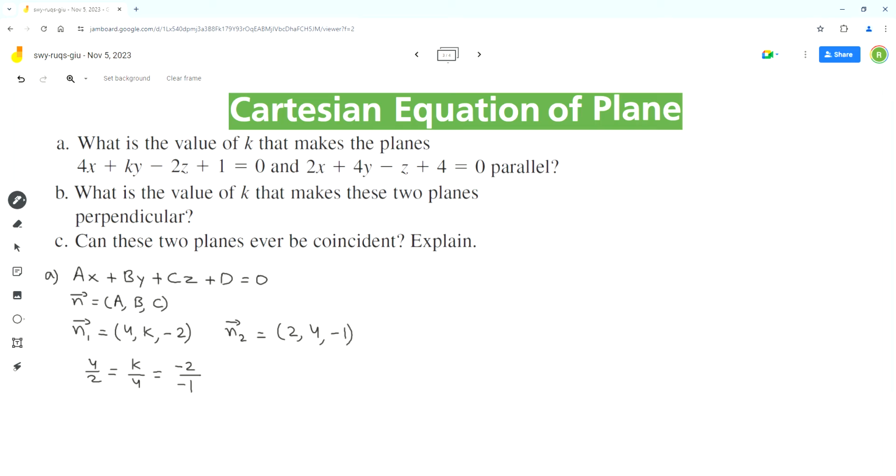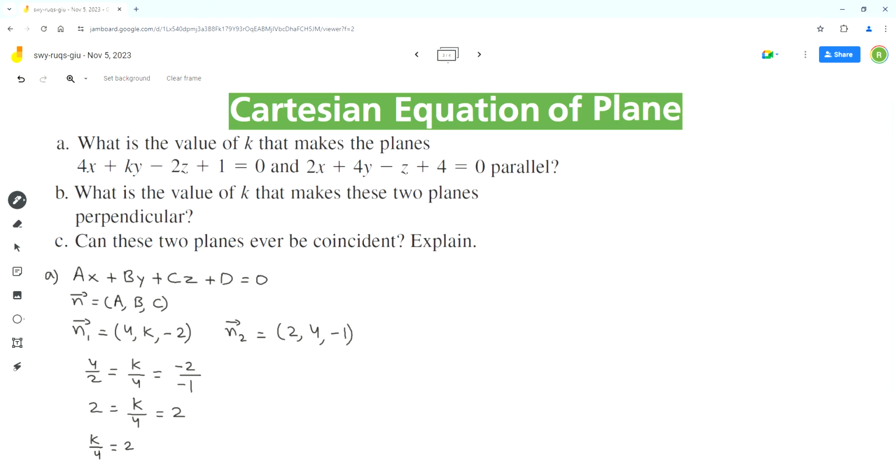The x components in the vectors are 4 and 2. So 4 over 2 equals the y components, k over 4, equals the z components, -2 over -1. Now we can simplify the first and the third ratios. The k value should be such that k over 4 should be equal to 2. So we can write that as an equation.